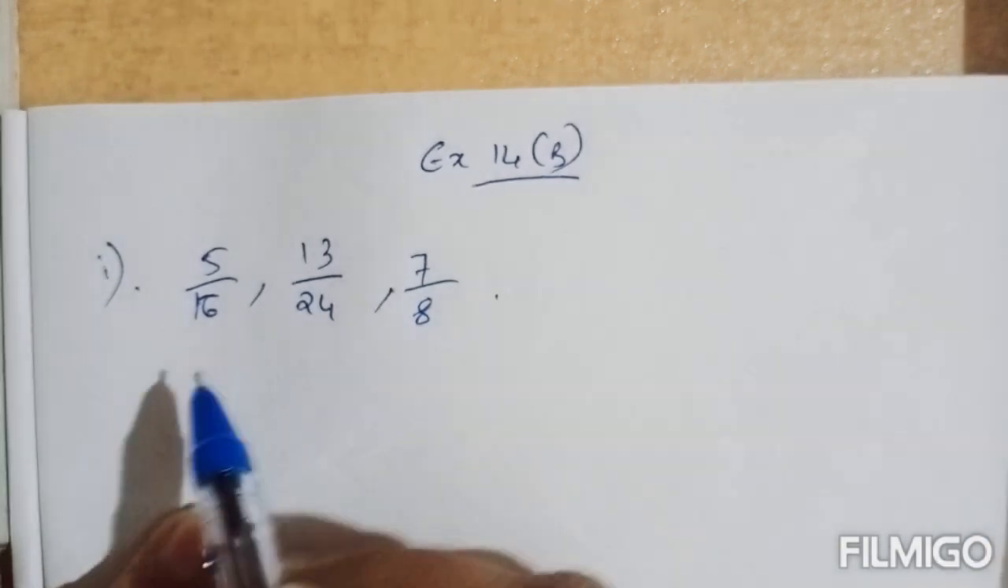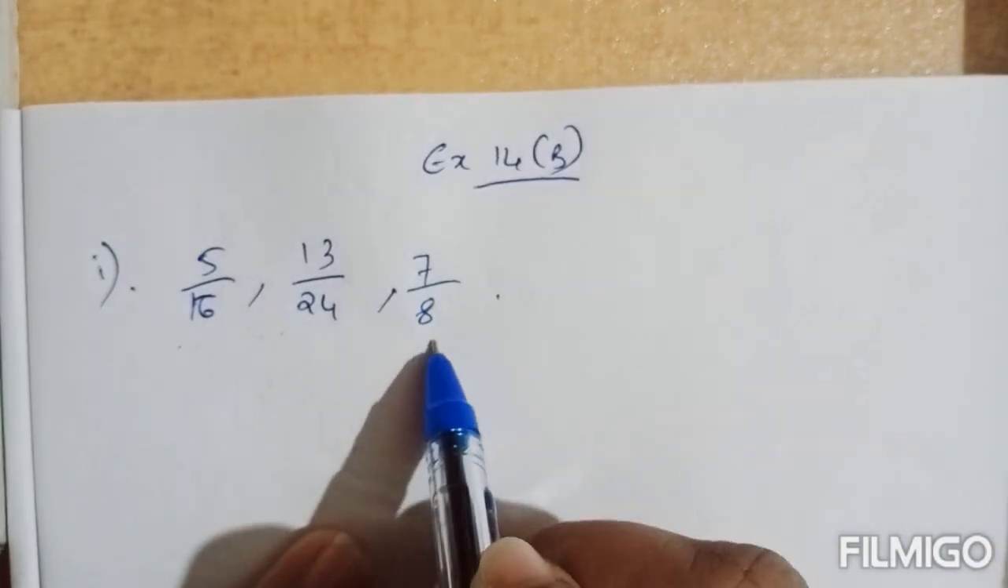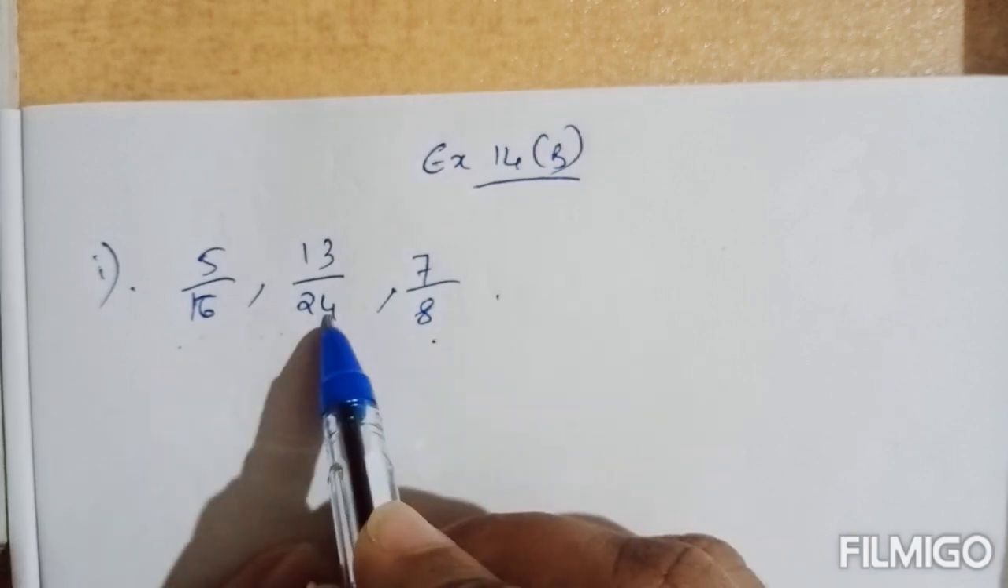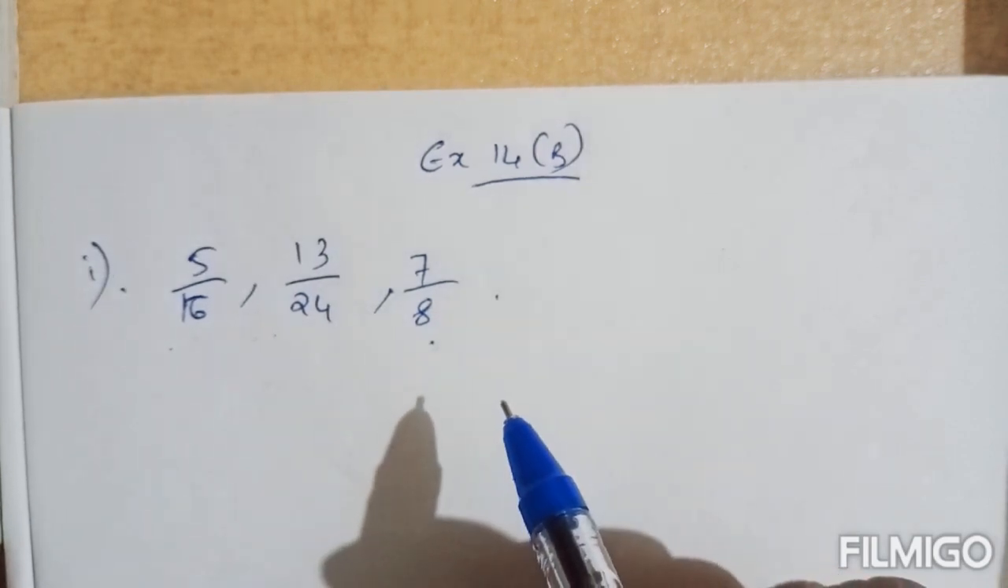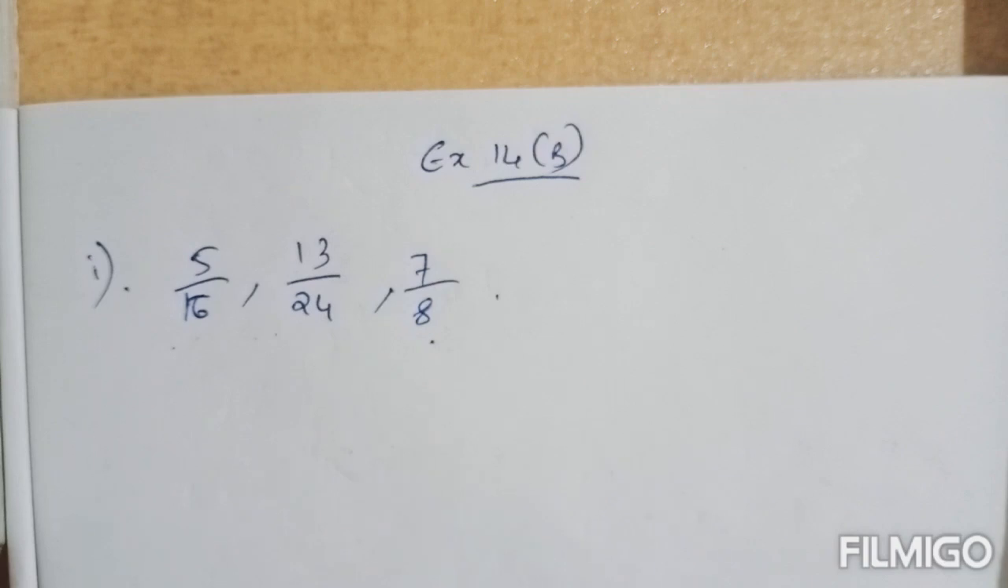Okay. Here you can see these are all unlike fractions. Denominators are not same. They are unlike fractions. So we have to first convert these fractions to like fractions. Then only we can arrange the fractions in descending order.